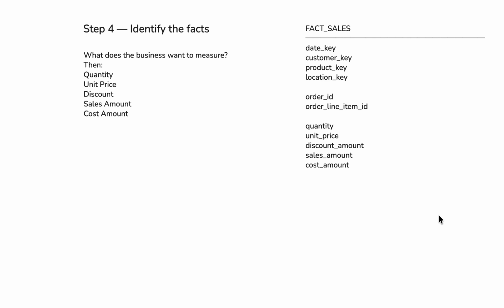Remember our grain, one row per order line item. So I include order_line_item_ID to preserve traceability to that source transaction. I also retain the order ID because multiple line items can belong to the same order. Then we store the dimension keys, the date key, the customer key, product key, and location key. And finally, we store the measurable facts called quantity, unit price, discount, sales amount, and cost amount.